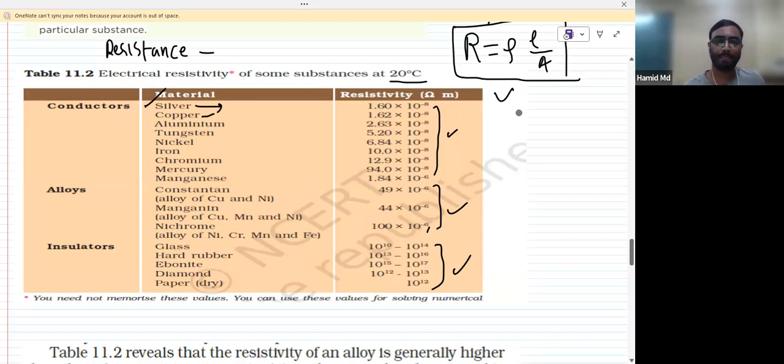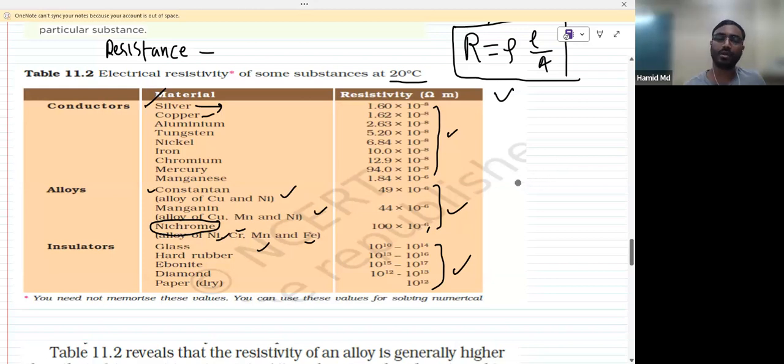Okay, so how alloys are made, you have to keep in mind. Constantan is made up of copper and nickel. This may be asked in your exams. Manganin is made up of copper, manganese, and nickel. Nichrome is nickel, chromium, manganese, and iron. Nichrome is widely used in the filament of electric bulbs.